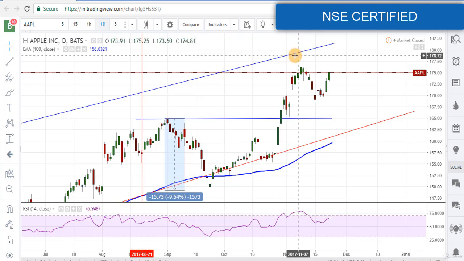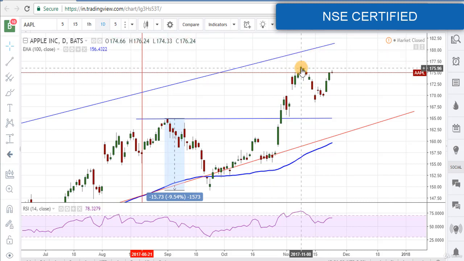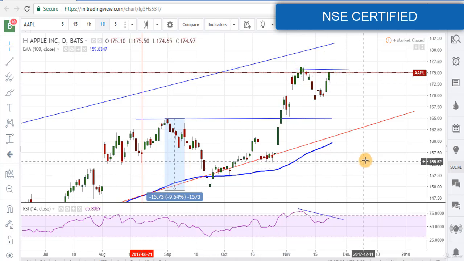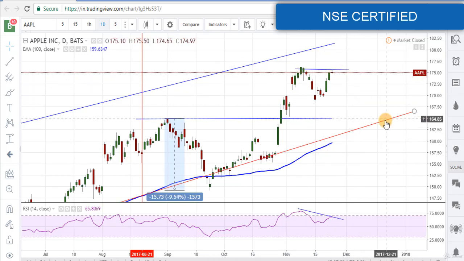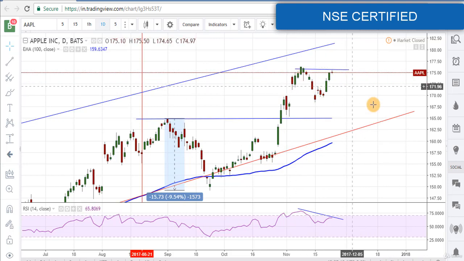Now it is moving near its range line. This was the upper line, the resistance line, and the stock is also gaining a negative divergence here. So our next buying position will be when price comes down to the extent of the trend line or this moving average.